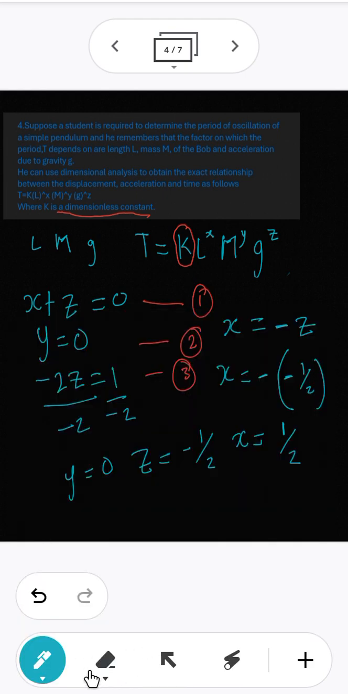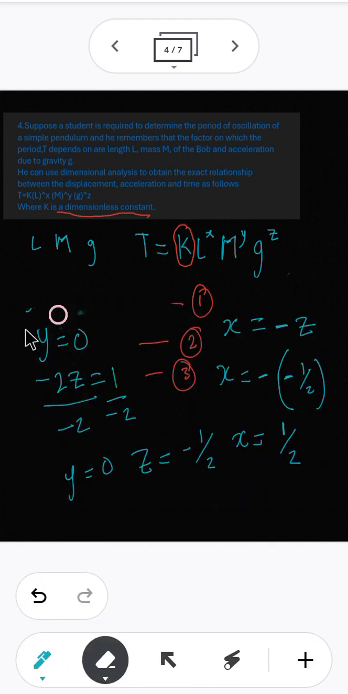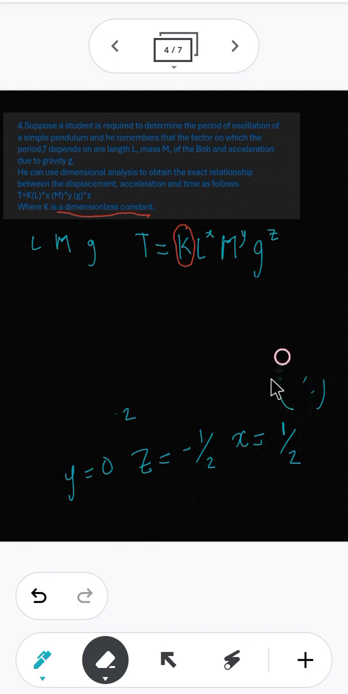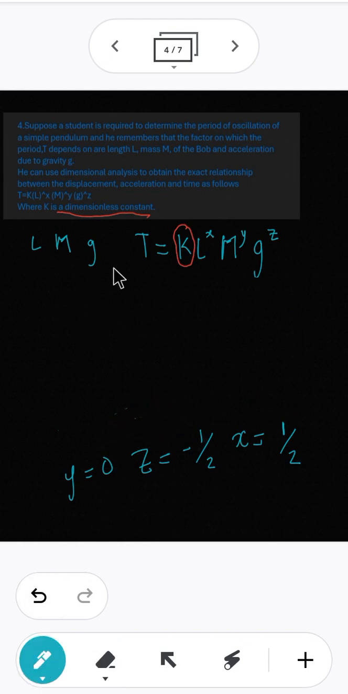Now all you have to do is just to substitute them back into your original equation, into this relation here. So the aim is just to use dimensional analysis to get your X, Y, and Z, to get your powers. Then you can work out the rest by yourself. It becomes very, very easy. So T is equal to K. Now you're going to make use of a constant in your final answer. So L raised to power 1 over 2, M raised to power 0, G raised to power minus 1 over 2.